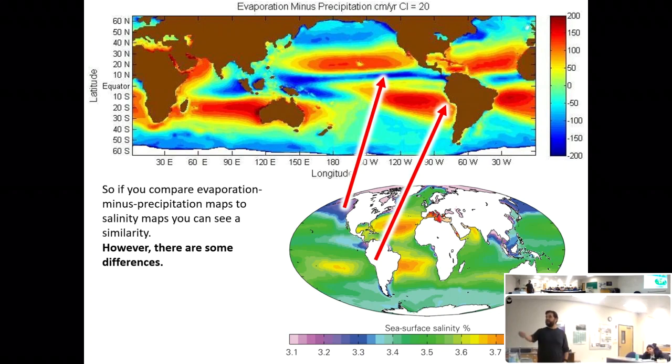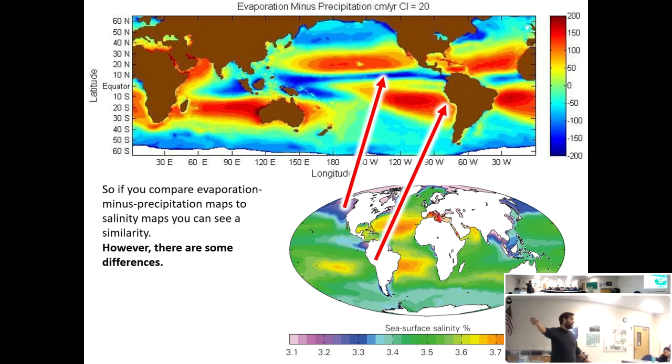So again, if you compare evaporation, this is the evaporation minus precipitation map I showed you before. Notice that it looks pretty similar in some areas to the salinity map. I hope you can see that. So this blotch right here in the North Atlantic and this blotch right here in the South Atlantic correspond to that and to that, for salinity. Does that all make sense to you?